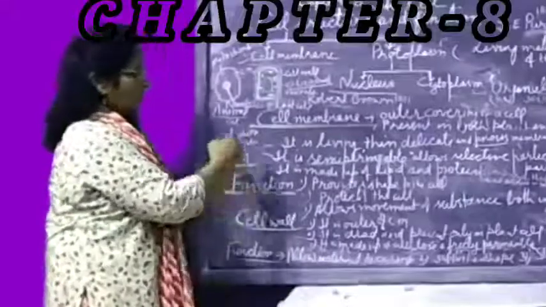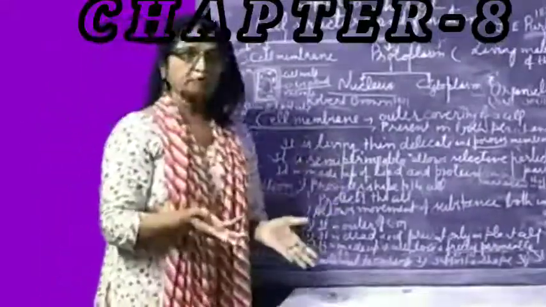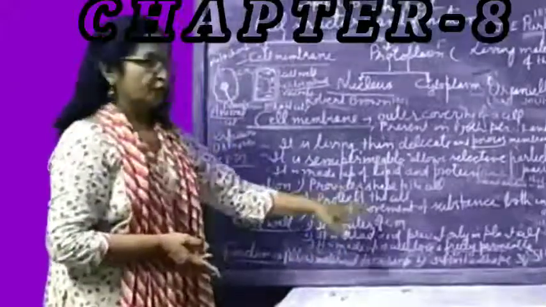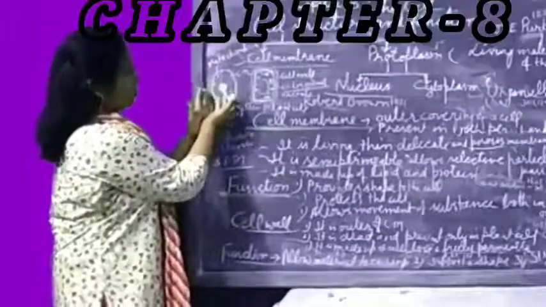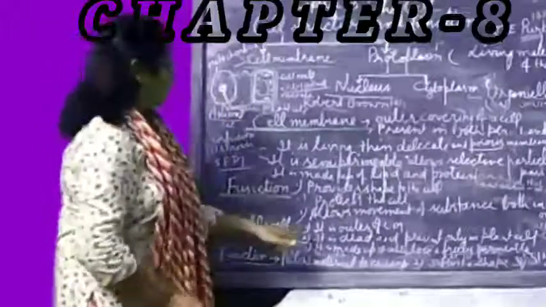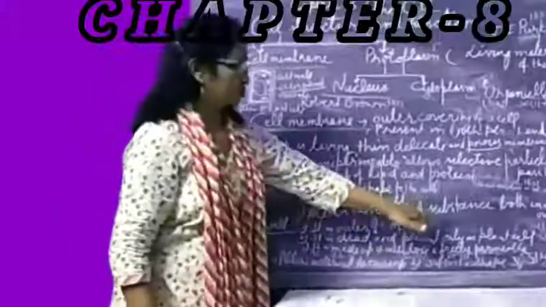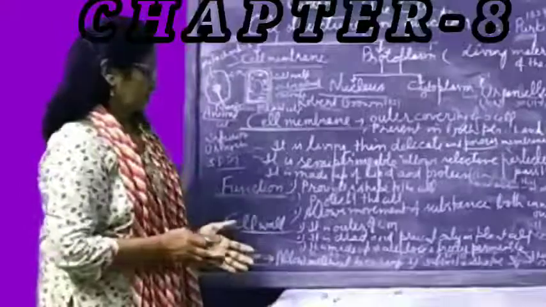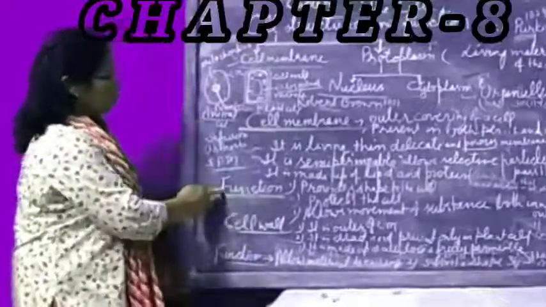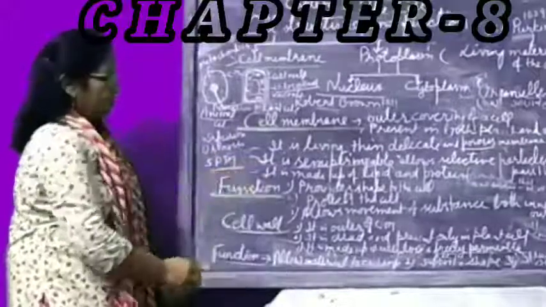Function: the outer covering you know very well. It provides shape to the cell. It also protects the cell, whatever constituents are inside. And another important function: it allows movement of substances in both inward and outward directions. So dear students, I think you understood the cell membrane, its constituents and function.